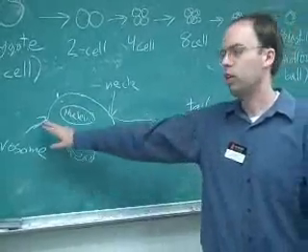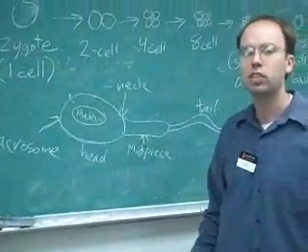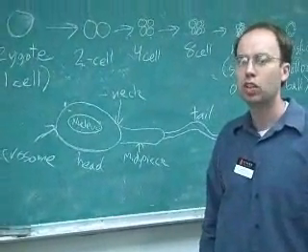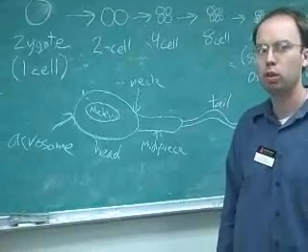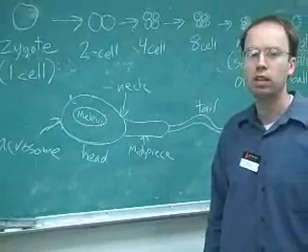At the very tip of the head, we have our acrosome. What the acrosome does is it contains digestive enzymes. Digestive enzymes help the sperm burrow its way through the membrane surrounding the egg. So it helps the sperm fertilize the egg.